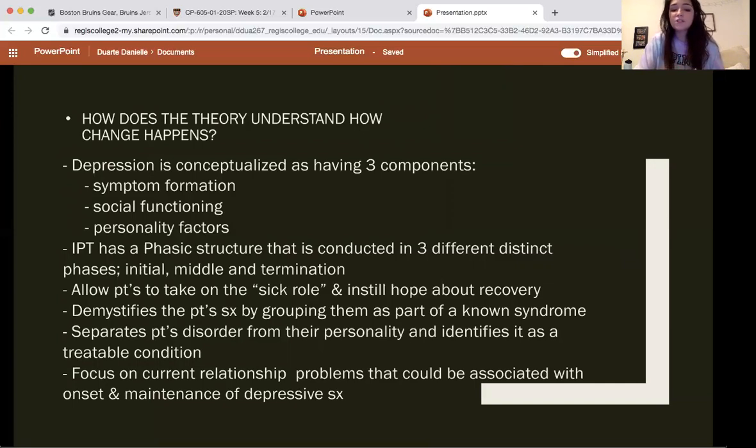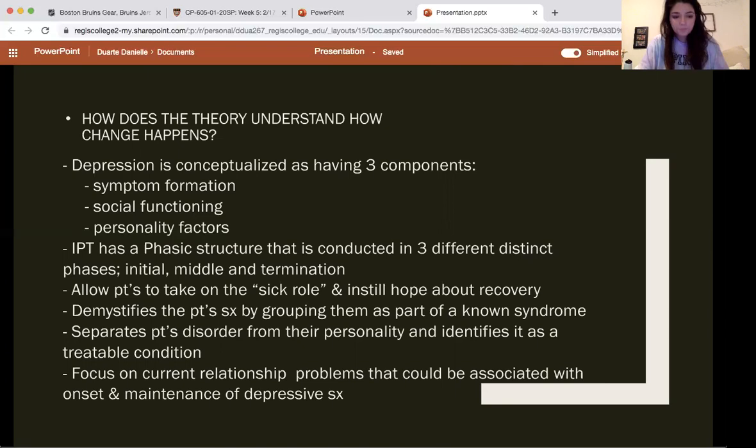IPT has a phasic structure that is conducted in three distinct phases. So the theory itself works out in the initial phase, the middle phase, and the termination phase, learning to cope with those depressive symptoms and kind of terminate that feeling for a little bit. It allows patients to take on the quote sick role, and instills hope in them about recovery and has them share their story and listen to other people's stories about how they've dealt with this and the tools that they've used to kind of combat it.